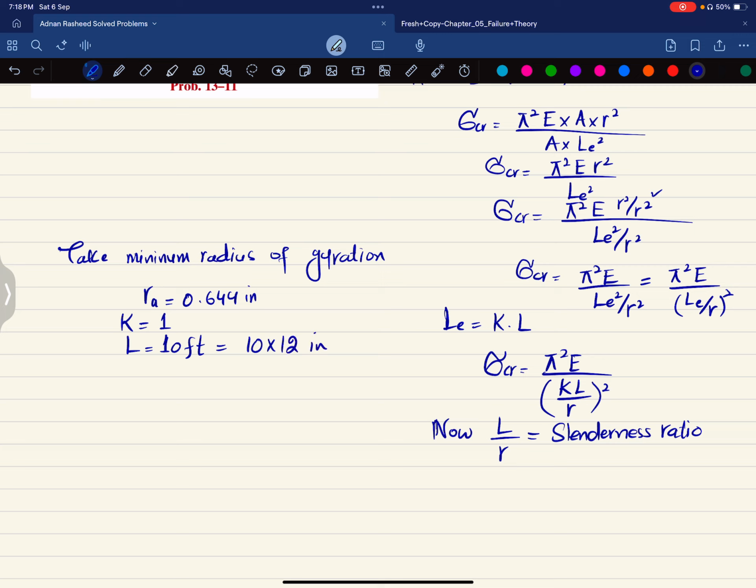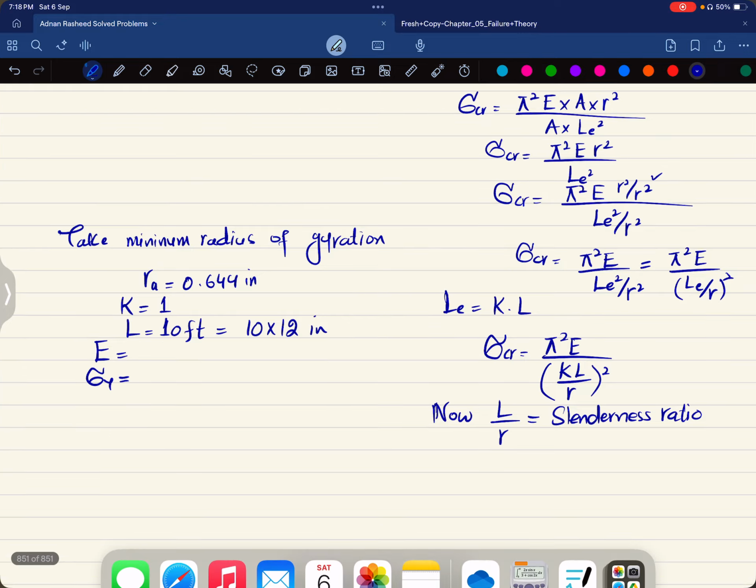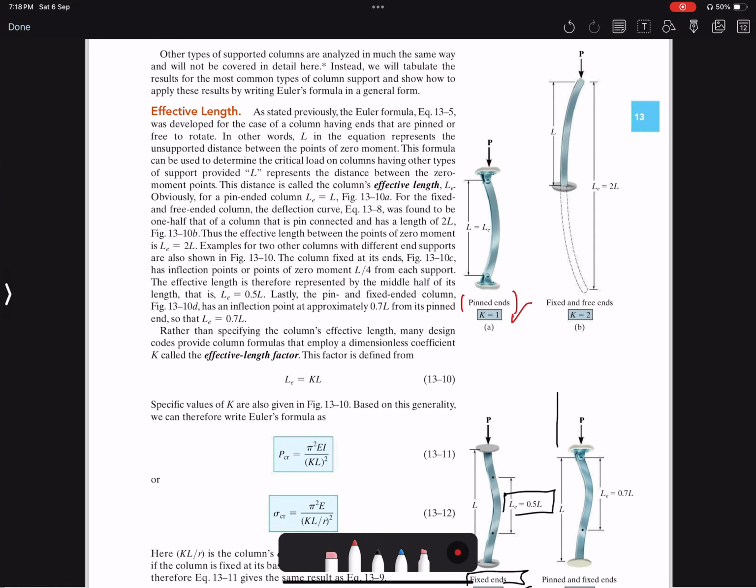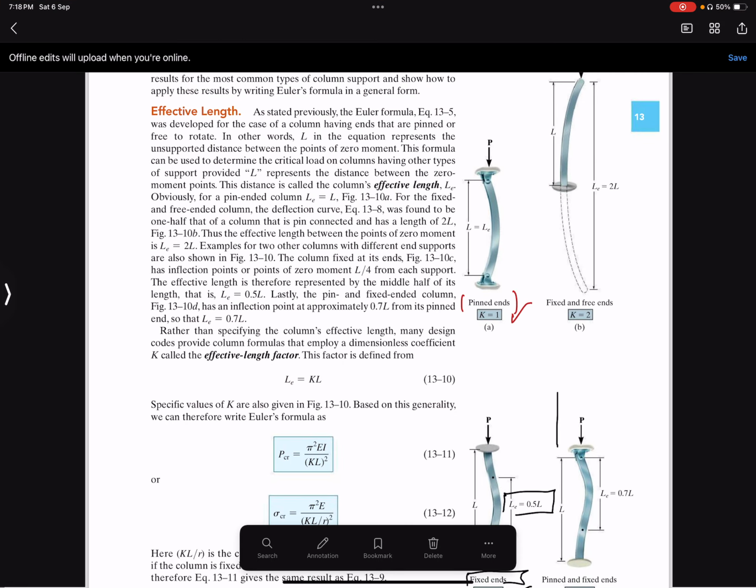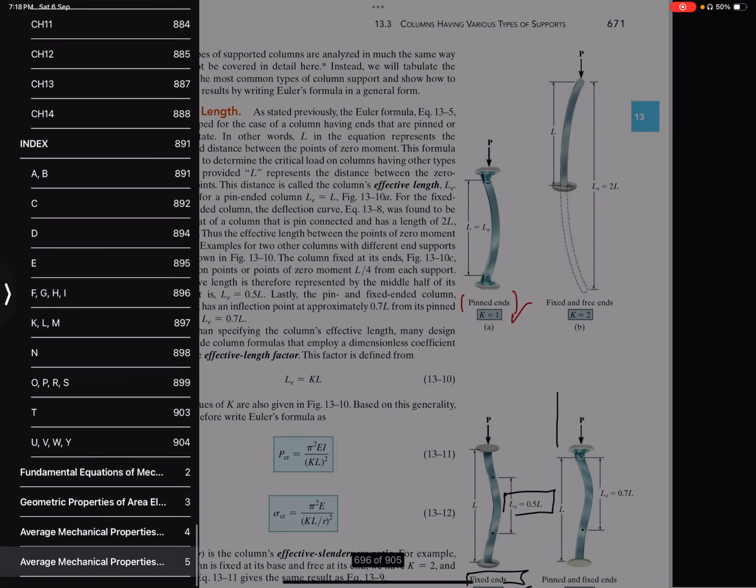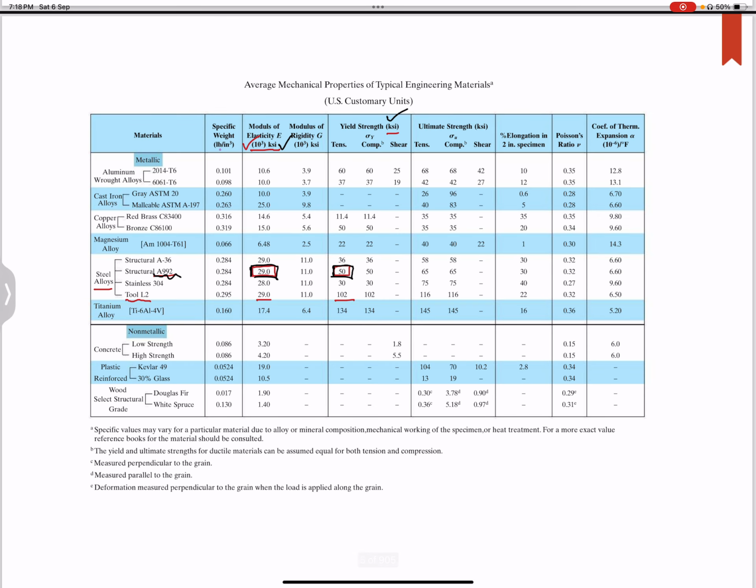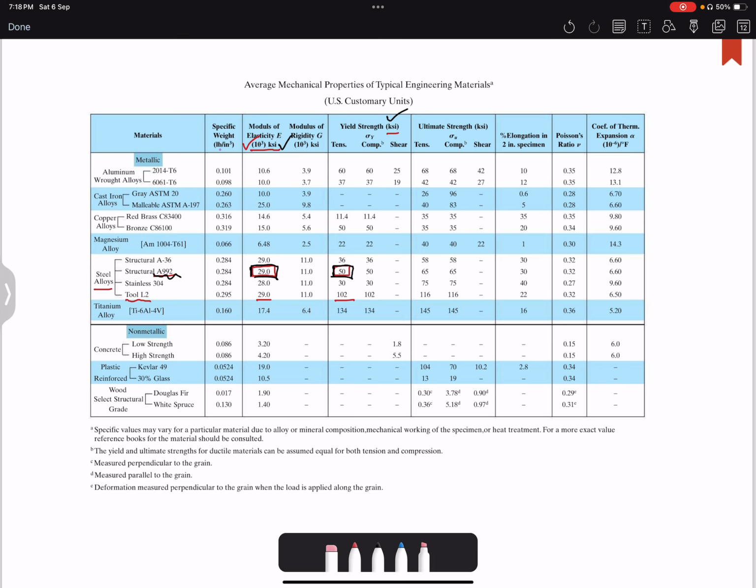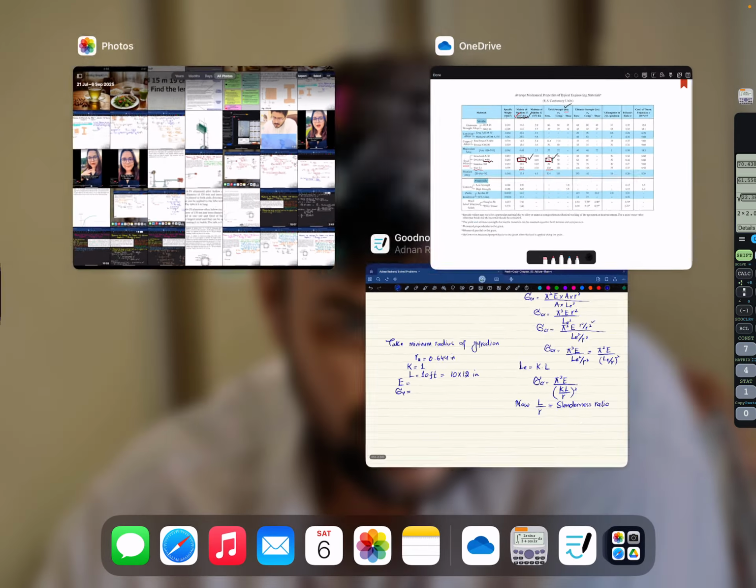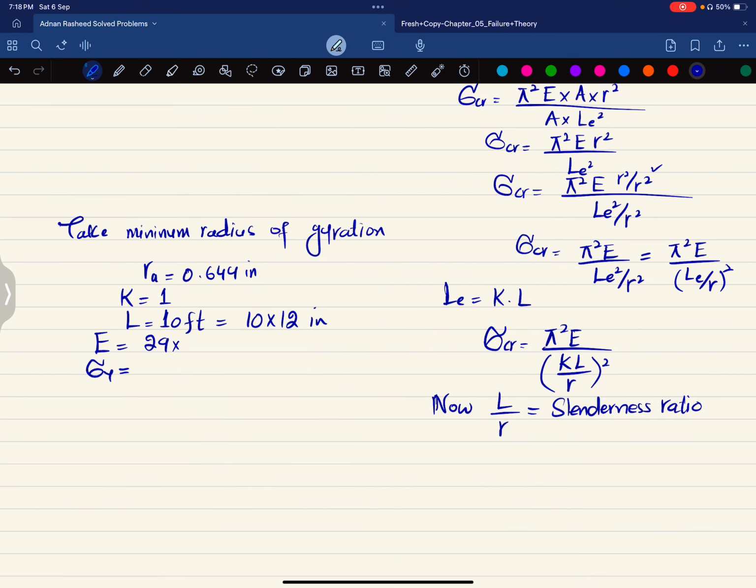And what is the modulus of elasticity E and the yield stress? We will check it from the book for A992 steel. You have to go to the end of the book, average mechanical properties, and you will find E is 29 into 10 raised to power 3 ksi, and the yield stress is 50 ksi. Now you have each and every value, just plug it into this formula.